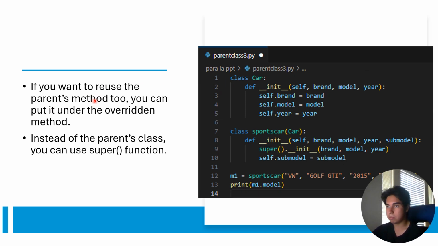If you want to reuse the parent method too, you can put it under override method instead of the parent's class. You can use super function. So super function, if you pay attention to the last one, here we had car, which is calling it this, but instead of that, you just put super. It's gonna do everything for you again. Kind of the same thing though, but it's more specific to use super. I think it's way better to use this. It's the same thing basically. But yeah, you can use it. I think it's whatever you prefer. Most of the time, in exams and all that, we're gonna ask for this.